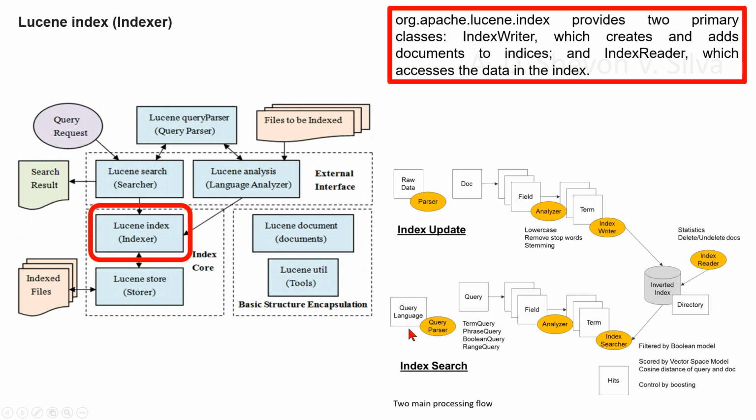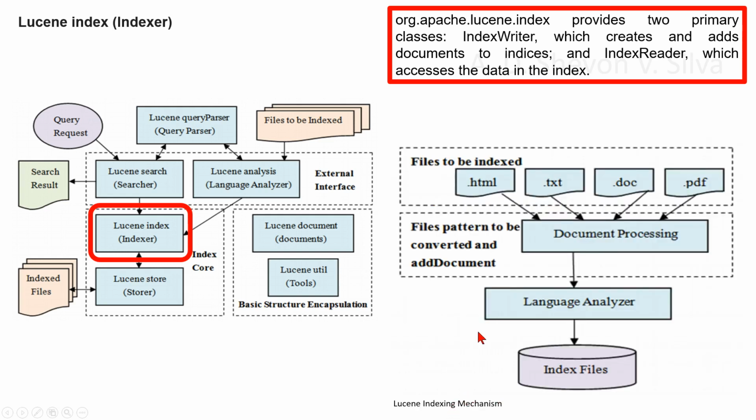Here is the query language, and here you can see the query parser. You can see the term query. You can see the query types here: term query, phrase query, Boolean query, range query. Query is connected to the fields, and fields are connected to the term. You can see the analyzer here, and you can see the index searcher here.